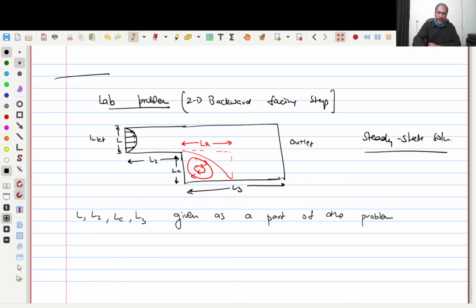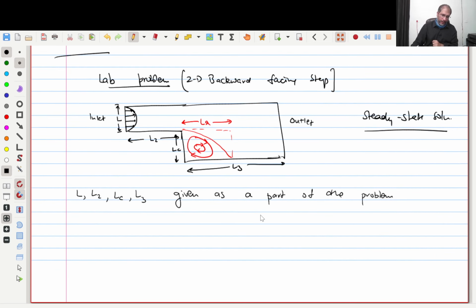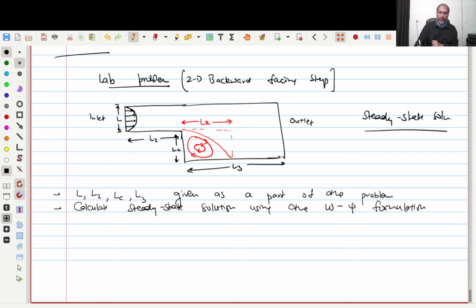Next, you will have to calculate the steady state solution using the omega psi formulation, because it's a 2D problem, so you can use the omega psi formulation. So what will we do with the formulation? One is we will want to visualize the flow, so you'll have to plot the velocity field.